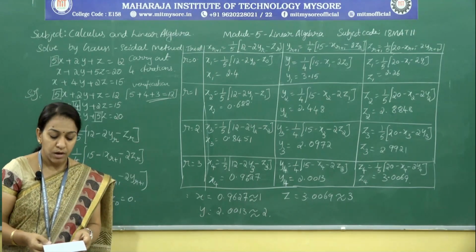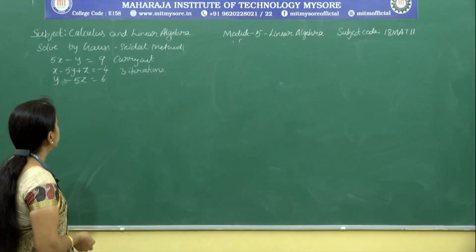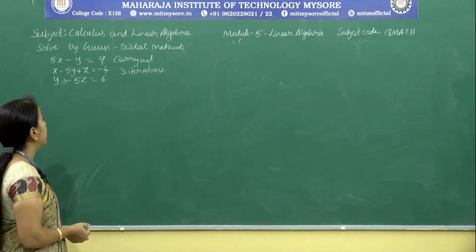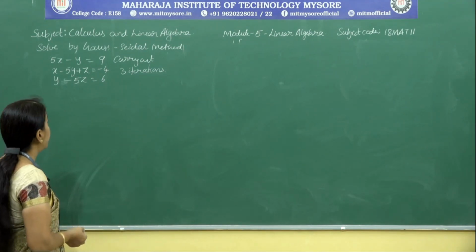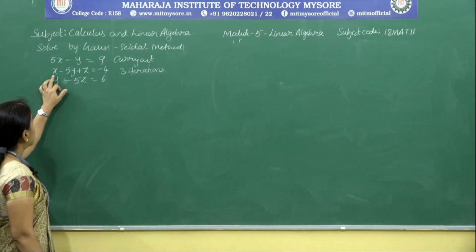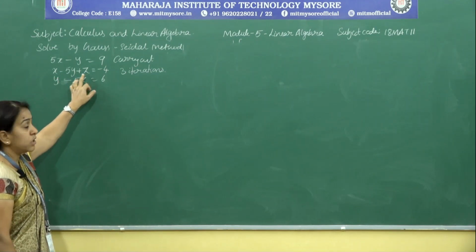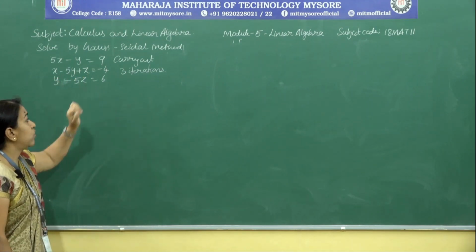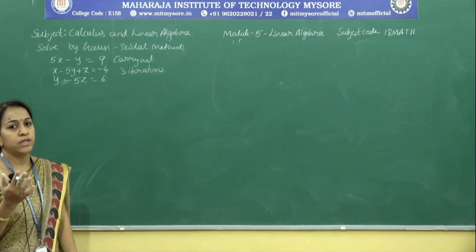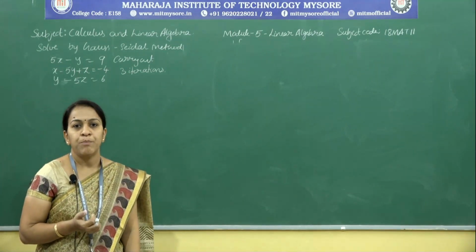Okay. The next problem is to solve by the Gauss-Seidel method. The equations are 5x minus y equal to 9, x minus 5y plus z equal to minus 4, y minus 5z equal to 6. Of course, we have to carry out 3 trials or 3 iterations.